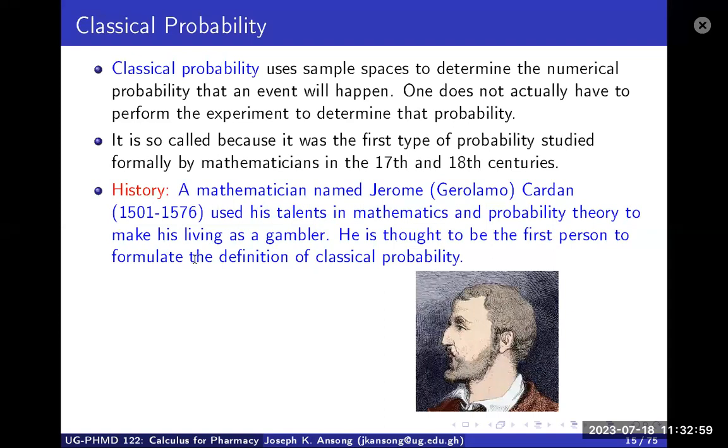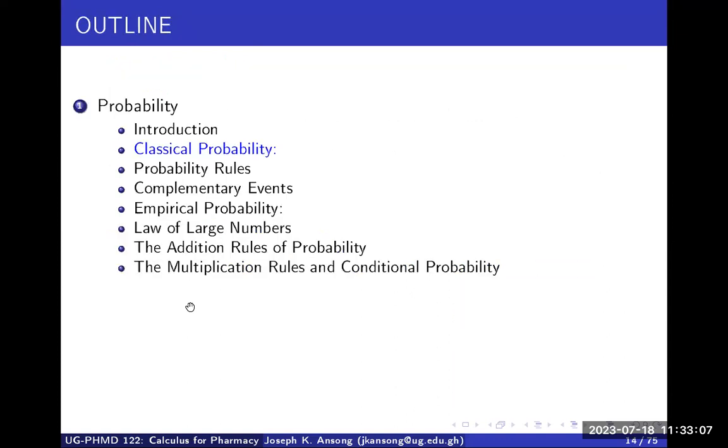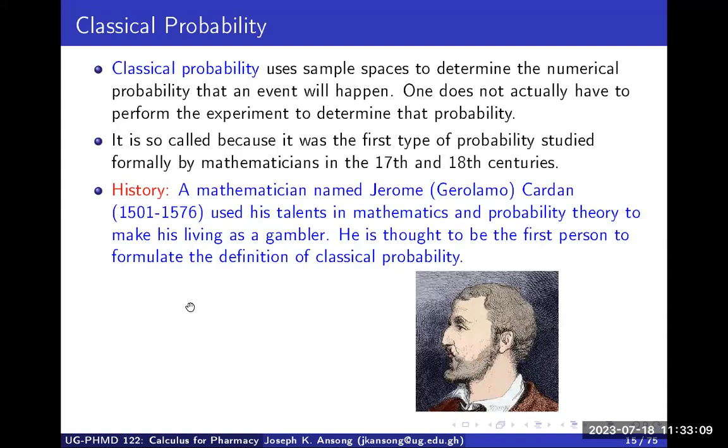Classical probability is important so that you can distinguish between classical and empirical probability. Classical probability uses sample spaces to determine the numerical probabilities of some events. You don't actually have to perform the experiments yourself to determine that probability. You get the sample spaces based on the information, and then from the sample spaces you compute the probabilities.